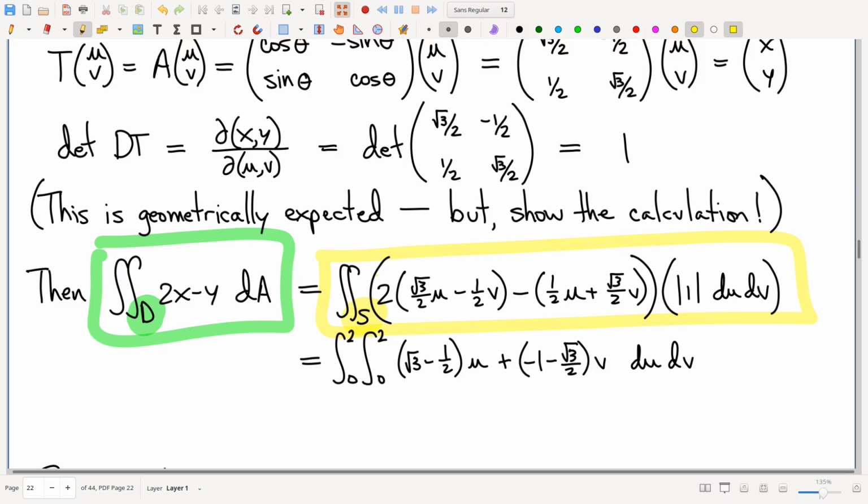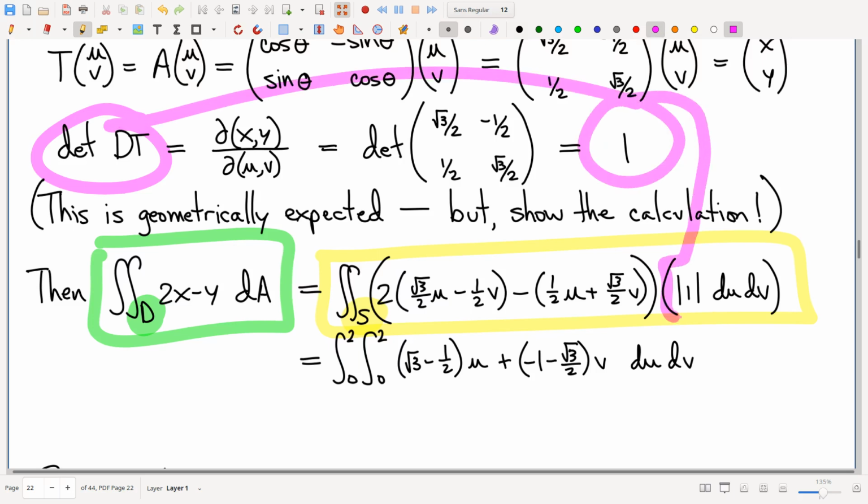And in order to get the details to work out, again, don't forget, you've got to plug in your stretching factor, which is the absolute value of that Jacobian determinant, the absolute value of 1, which is 1.